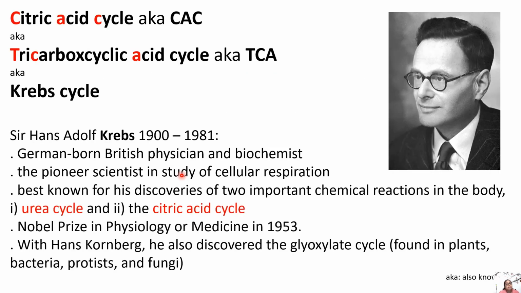Now coming to the citric acid cycle, or tricarboxylic acid cycle, the Krebs cycle. It was described by Sir Hans Adolf Krebs, a German-born British physician and biochemist, a pioneer scientist in the study of cellular respiration, best known for his discoveries of two important chemical reactions in the body, the urea cycle and the citric acid cycle. He won the Nobel Prize in Physiology and Medicine in 1953. With Hans Kornberg, he also discovered the glyoxylate cycle found in plants, bacteria, protists, and fungi.